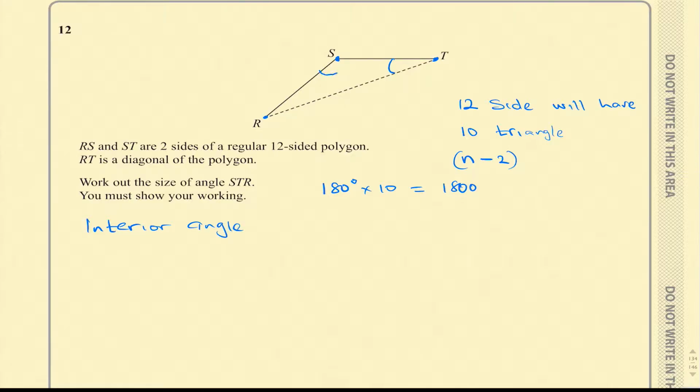The interior angle, which is this angle here, will be the total angle in the polygon, which is 1800, divided by 12, the number of sides, and that gives us 150 degrees. So this angle here is 150 degrees. Because the sides are equal, that makes this triangle an isosceles triangle.